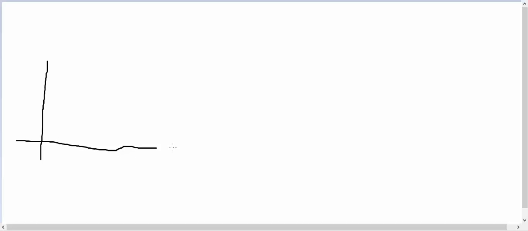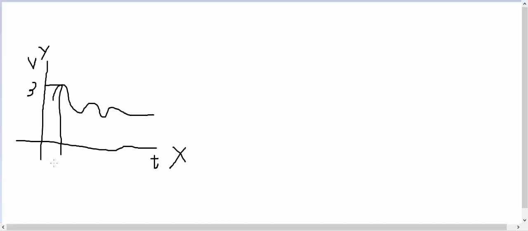If you consider this to be an x-axis and this to be a y-axis, then you may consider this arbitrary waveform as a signal. If the y-axis carries voltage and the x-axis represents time, then we can define that the voltage at this instantaneous time is a certain voltage, say 3 volts, and the time at this point is 0.2 seconds, or 0.2 milliseconds, for example.